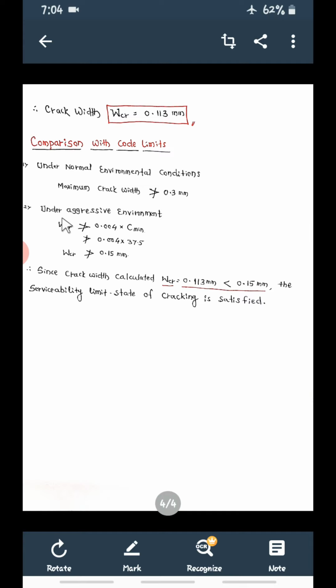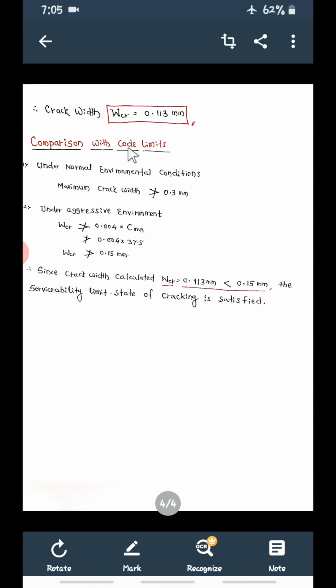Then for the third, what does the code say? For a severe or aggressive environmental condition, the calculated crack width should not be greater than 0.004 C minimum. We have to check this for the third condition. That is 0.004 C minimum, and we have already calculated C minimum as 37.5. So the crack width should not be greater than 0.15.